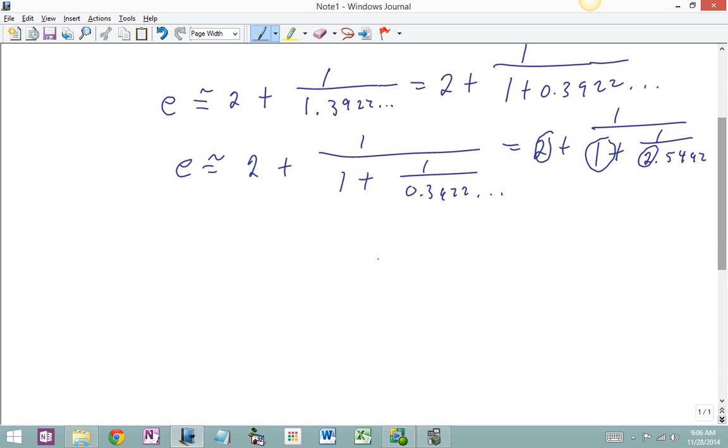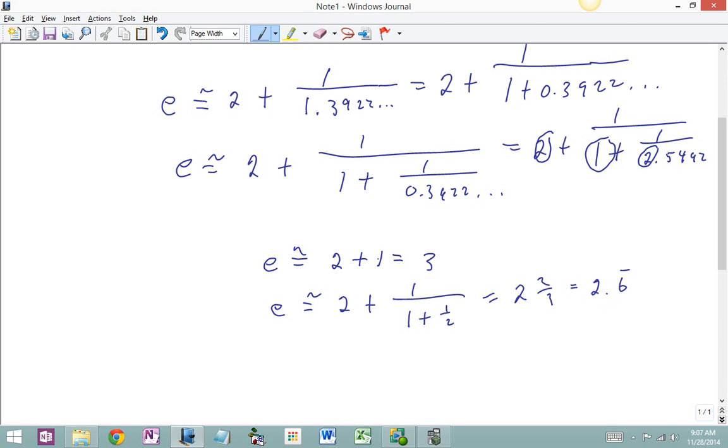We can also look at the approximation this gives us to e. Our first approximation was 2 plus 1, which was 3. Then we added the 1/2 in there, so let's see what that looks like. And working that out, we see that it's 2 2/3, or about 2.6 repeating.